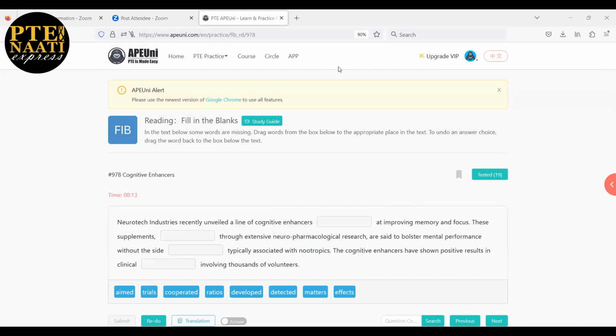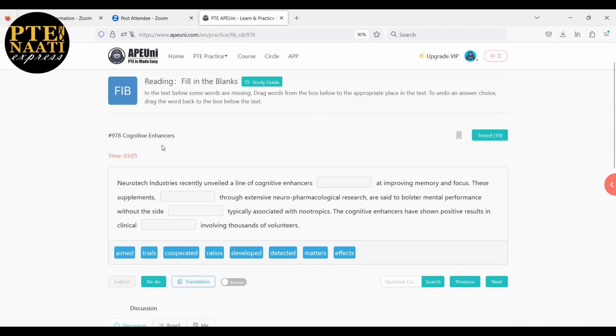Yes, cognitive enhancers. Neurotech Industries recently unveiled, meaning revealed, a line of cognitive enhancers. They could be some kind of tablets. Unveiled a line of cognitive enhancers blank at improving memory and focus. Yes, at improving memory and focus. We need to look at what fits with enhancers, effects at improving.